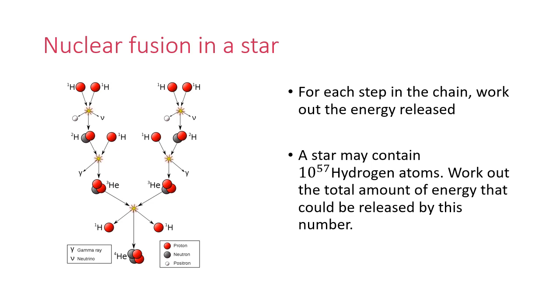Work out, using the binding energy per nucleon curve, the amount of energy released in each of these reactions. Then add them all together to work out the total amount of energy released for those 4 hydrogen nuclei that we started off with. Once you've worked out the amount for 4, you need to scale this up, because in a star there will be 10 to the 57 hydrogen atoms. Work out what the total amount of energy that will be released by the star during its lifetime. Pause the video and have a go at this calculation.